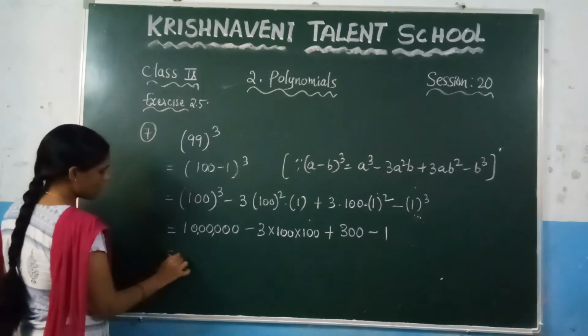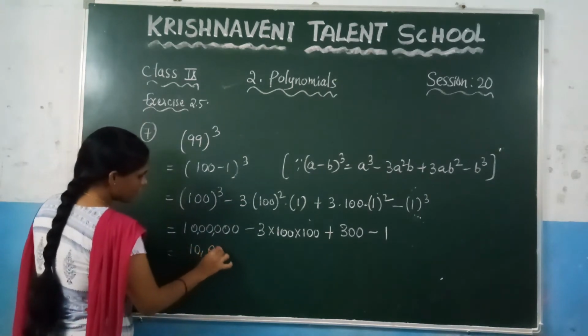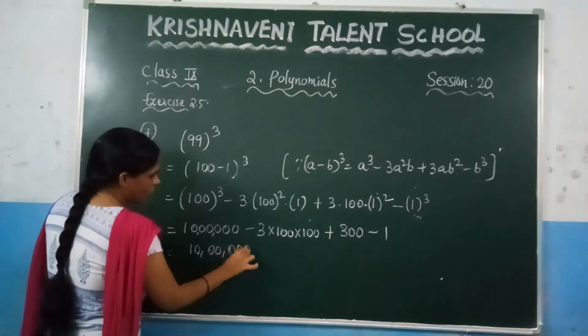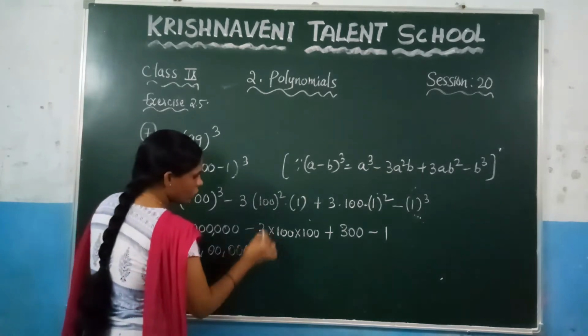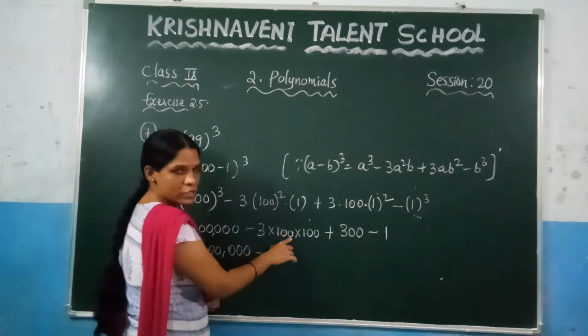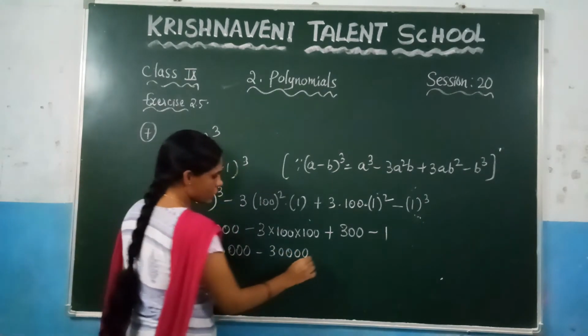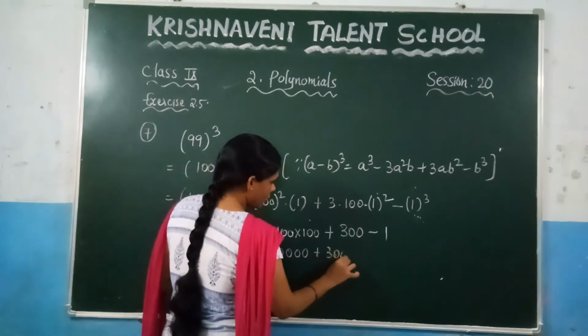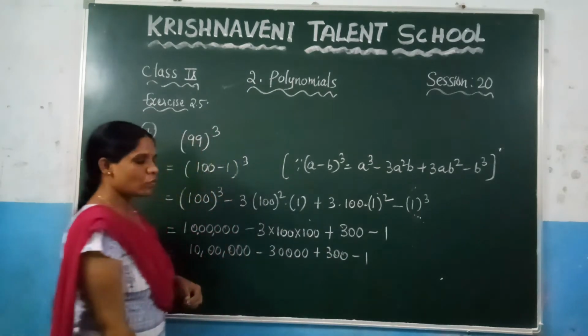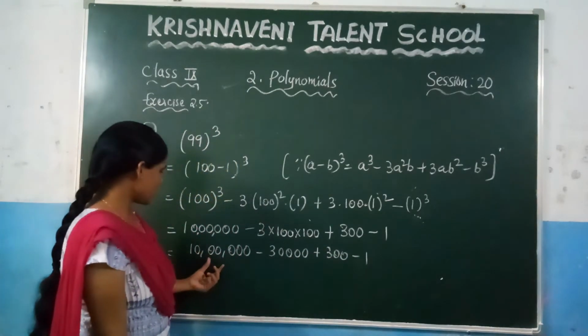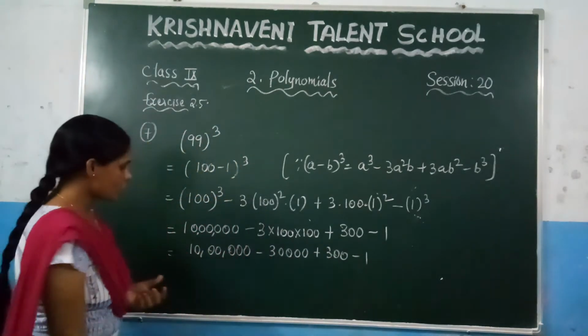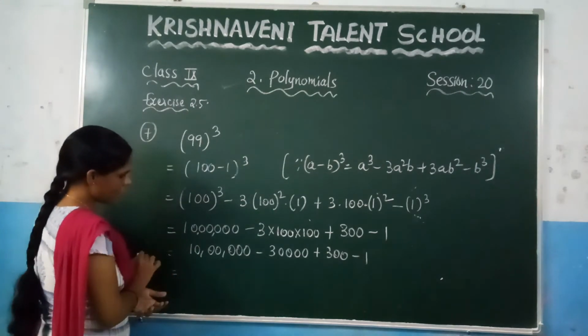Now solve this, which is 10 lakhs minus 3 into, how many zeros are there? Total 4 zeros are there. So write 4 zeros, which is 30,000, plus 300 minus 1. Now how do you solve? Just subtract 30,000 from 10 lakhs.